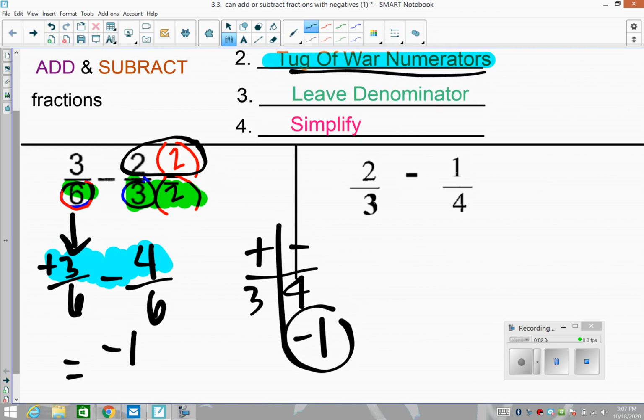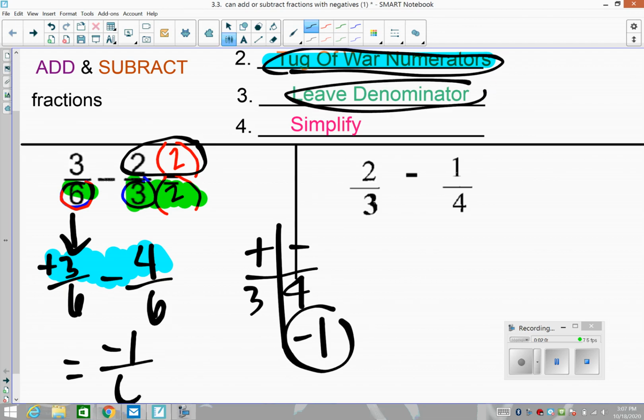So we tug of war the numerators and then finally leave the denominator. That was our common denominator. And the last step says to simplify. So if you can put it in lowest terms, you should do that. But 1/6 is in lowest form. So our final answer is -1/6.